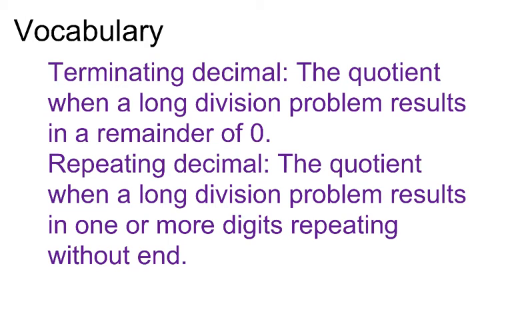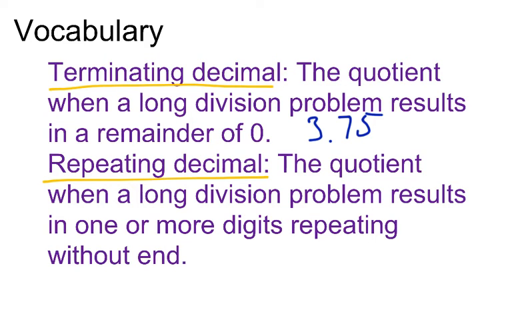So our vocabulary that we need to remember for this lesson is the difference between a terminating decimal and a repeating decimal. A terminating decimal, of course, terminating, ending, is the quotient when a long division problem results in a remainder of 0. So, in other words, it doesn't repeat. An example of that, 375/1000, is a terminating decimal.